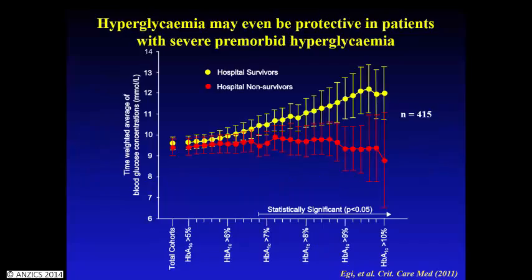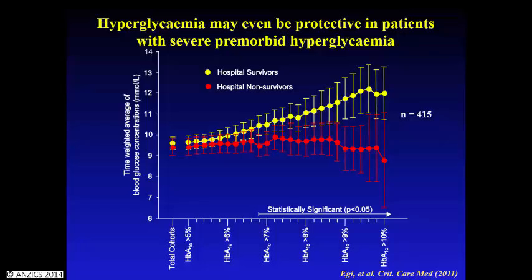In extension of this work, again in a retrospective study of diabetic ICU patients, Professor Plummer's group stratified their diabetic cohort according to their chronic control. So that was the HbA1c shown on the x-axis, and on the y-axis we have a measure of their ICU blood glucose. And he divided the patients into hospital survivors and hospital non-survivors.